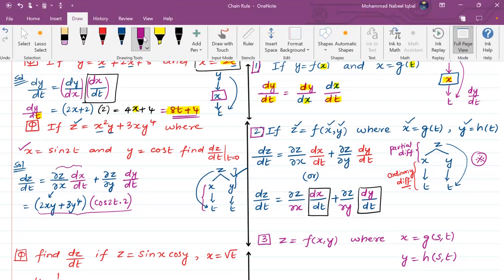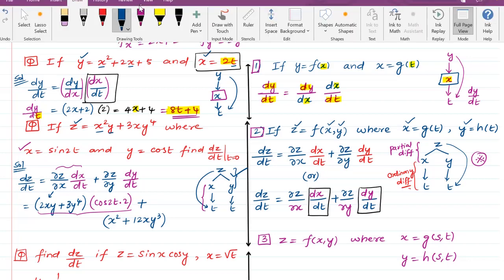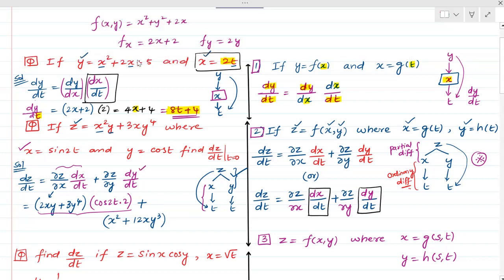Now the next term we have. What is the next term? Plus, we will differentiate z with respect to y. So y becomes 1, you will get x squared plus 12x y to the power 3. This is the first factor. Now what about the next factor here? This is y with respect to t, so it is minus sine t.